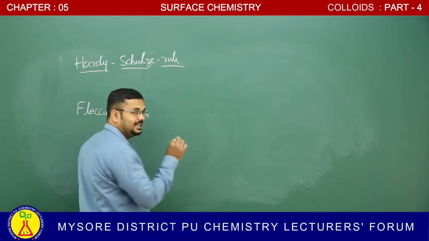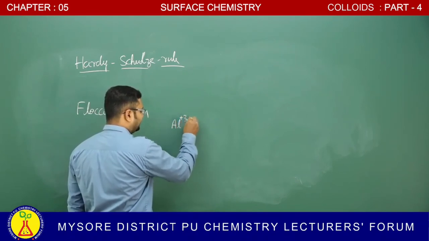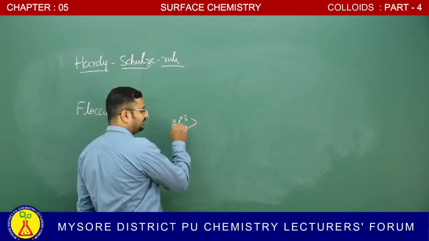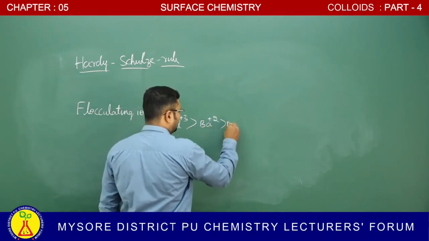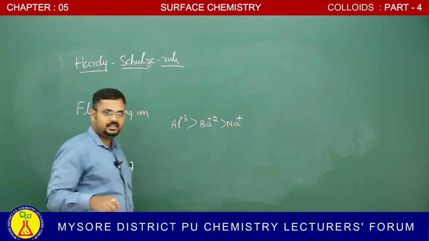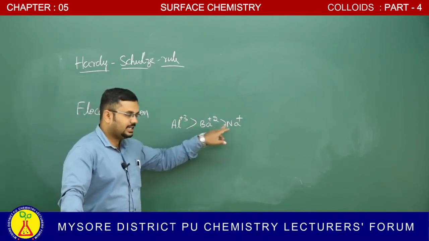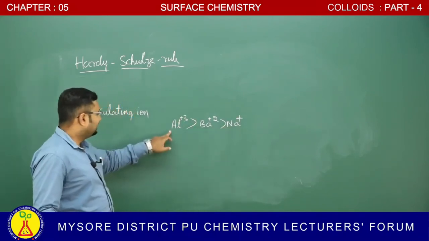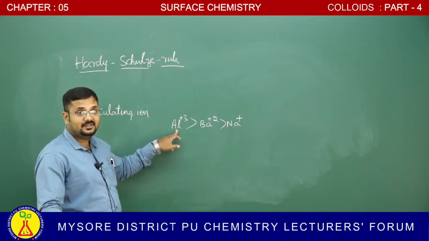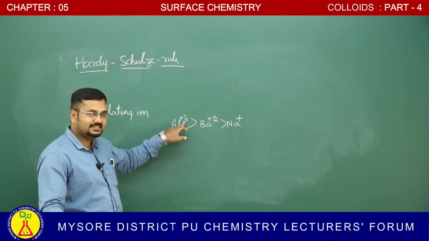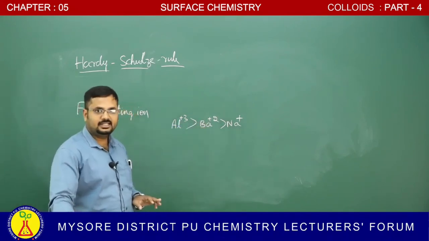Example, if it is negative salt, then Al³⁺ will be greater than Ba²⁺, and it is greater than sodium ion. Note the decreasing order. So, aluminium ion, barium ion and sodium ion. So, greater the valency of the flocculating ion, valency jasti ideya. So, among Al³⁺, Ba²⁺ and Na⁺, among these 3.